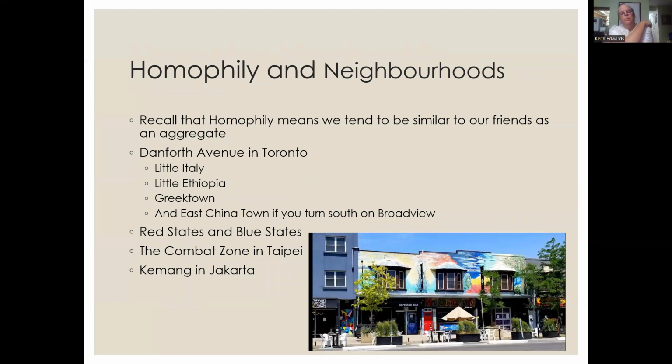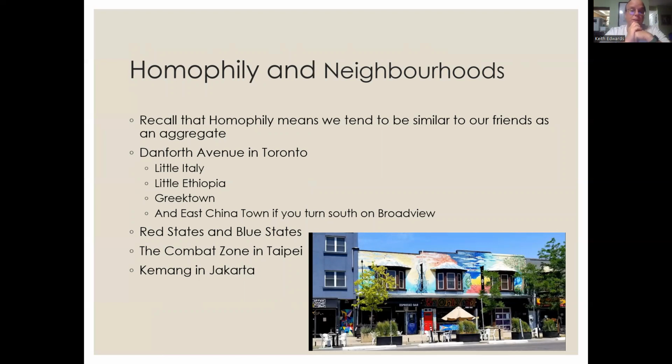And Danforth was really cool because you could go up and down the Danforth, and they had all these really nifty neighborhoods, ranging from Little Italy and Little Ethiopia on the east end to Greektown on the west end, just before Danforth turns into the Bloor line. And then if you went south on Broadview, you could get to East Chinatown. So there were all these cool neighborhoods, and you could get all this delicious food and have all these different experiences just on one road in Toronto. We also see homophily in red states and blue states.